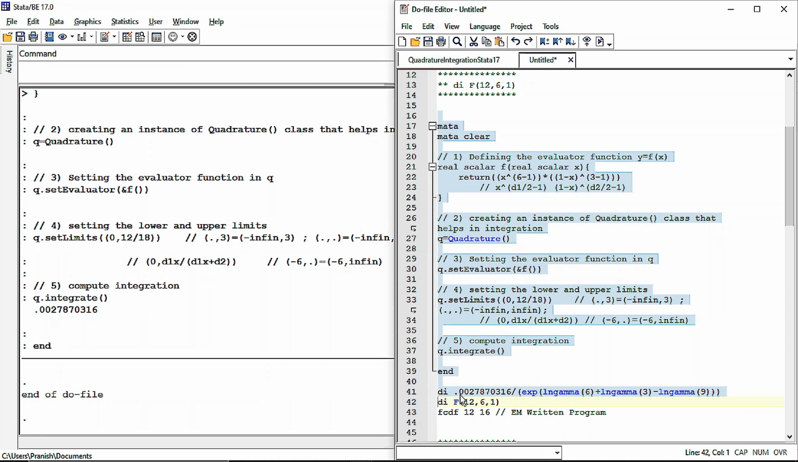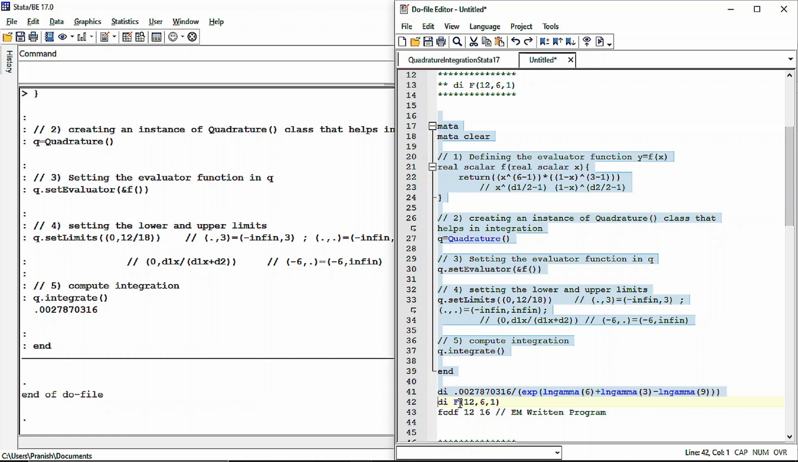CDF is equal to the incomplete beta function divided by the complete beta function, and we have the complete beta function over here. So the parameters are half the degrees of freedom 1 and half the degrees of freedom 2: half of 12 is 6, half of 6 is 3, and 6 plus 3 is 9.